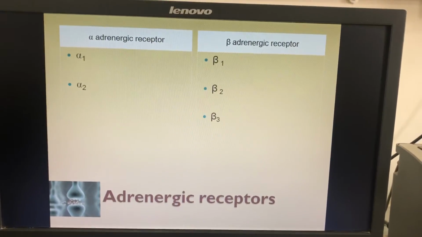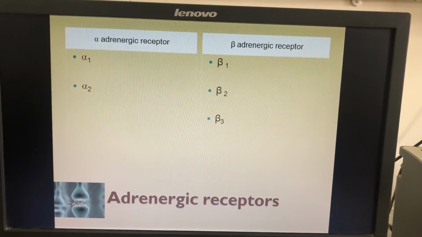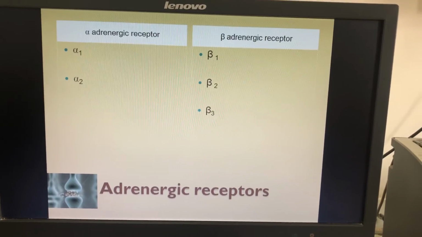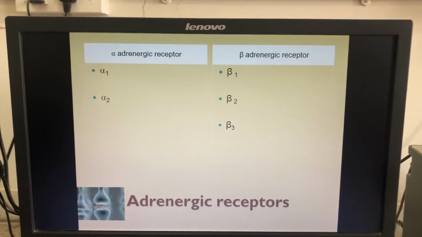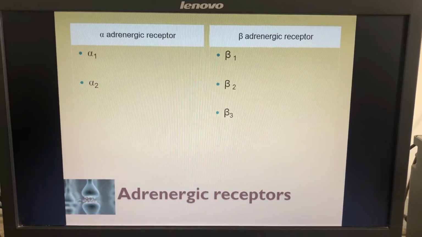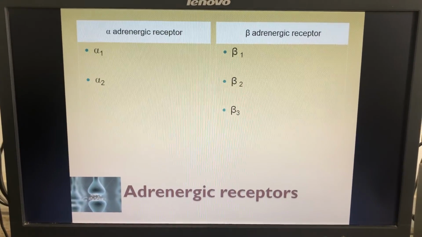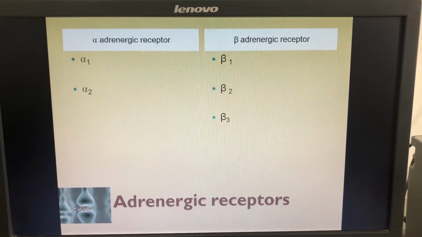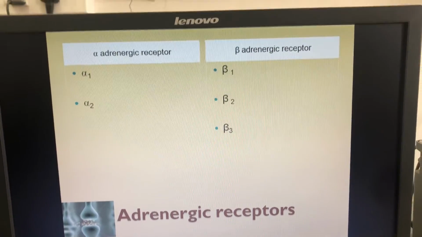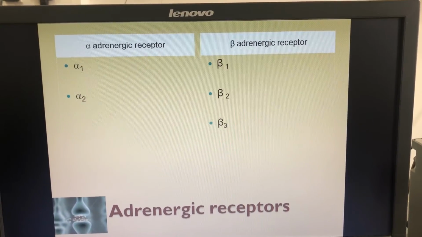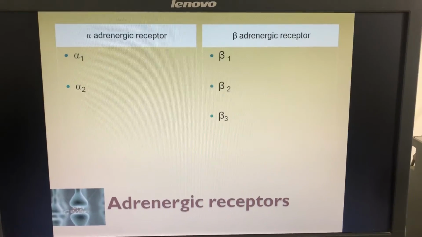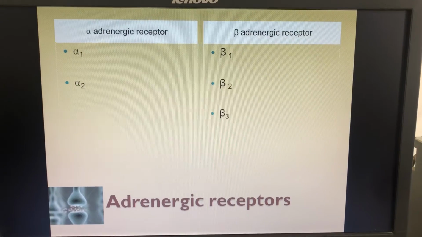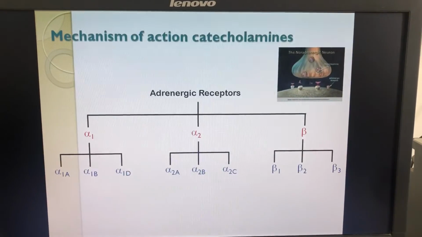Now, let's talk about the receptors, the most important thing. These adrenergic receptors are classified as alpha and beta adrenergic receptors. Alpha adrenergic receptors are mainly of two kinds, alpha 1 and alpha 2. The beta adrenergic receptors are beta 1, beta 2 and beta 3. It is because of this difference in the receptors that the drugs produce different actions, because they act on these receptors to produce their actions.